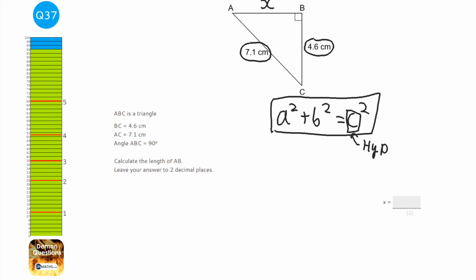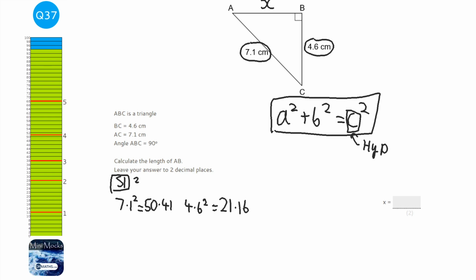So my method comes with 3 steps. Step 1 is just square every number that you have and put the biggest one first. Okay, so I'm going to do 7.1 squared and I'm going to do 4.6 squared. So on my calculator, 7.1 squared equals 50.41, and 4.6 squared equals 21.16. So step 1's done, I've squared them all.